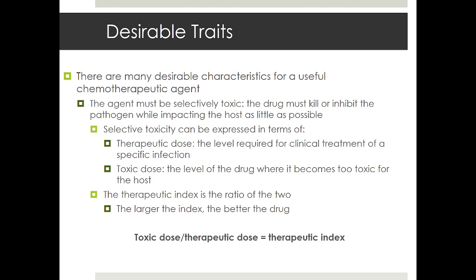There's also that toxic dose, which is a level of the drug where it would become too toxic for the host. What we get from those two variables is called the therapeutic index, and that's expressed as a ratio of those two factors.